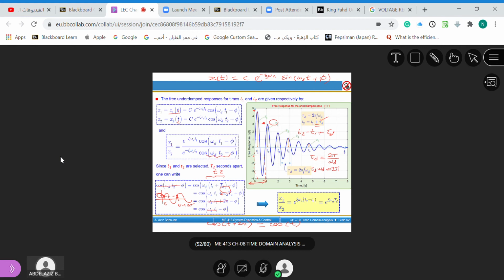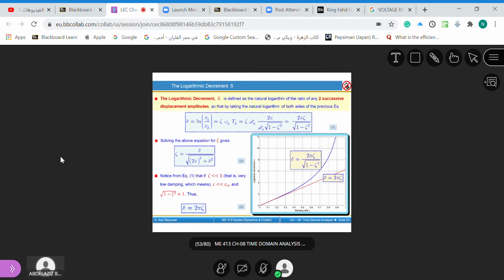So if this is cosine omega d t1, we can simplify this with this, and then we will have the ratio. It will be exponential zeta omega n (t2 minus t1). So this t2 minus t1, if you look at it from here, is simply the period, td. So we can say td will be simply the time t2 minus t1, which is exactly the same. So if we take this ratio, we can write it like this.